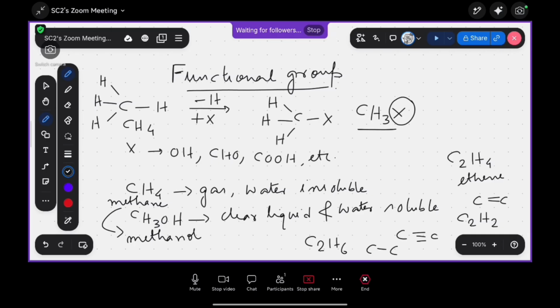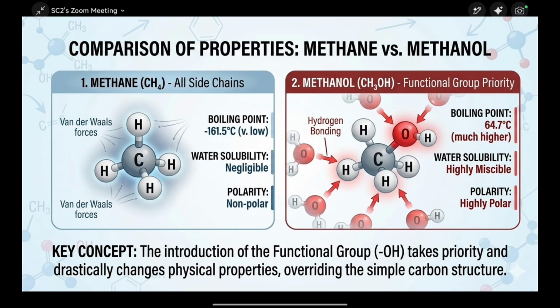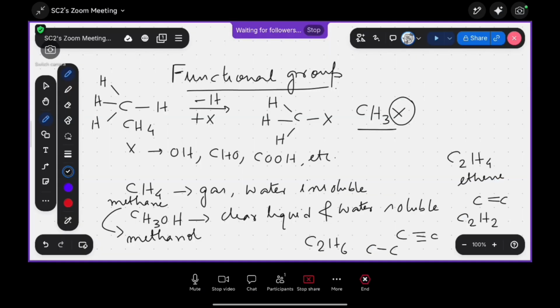See, the properties are completely different. While methane is a gas, methanol is a clear liquid. While methane is completely water insoluble, methanol is water soluble. Methanol dissolves in water completely. I have discussed only these two physical properties, but it is not only these two. All the physical and chemical properties are completely different.